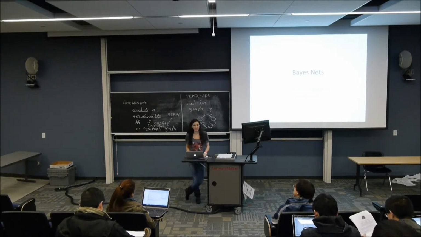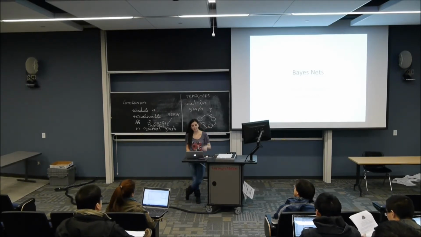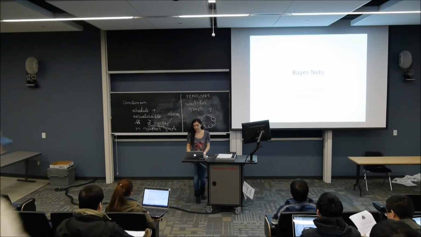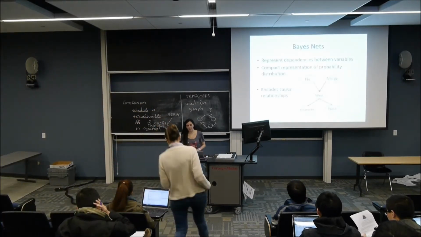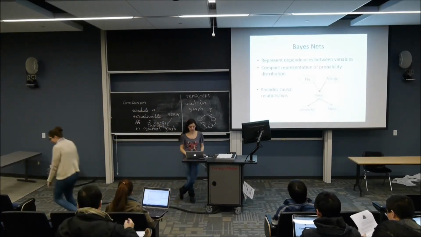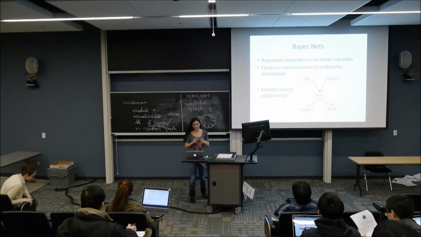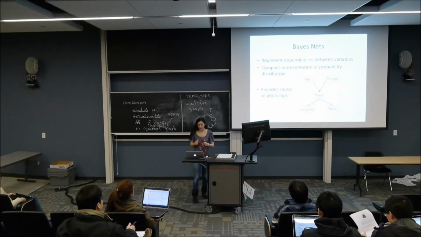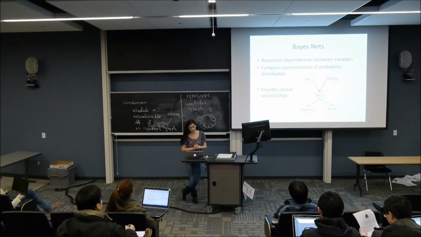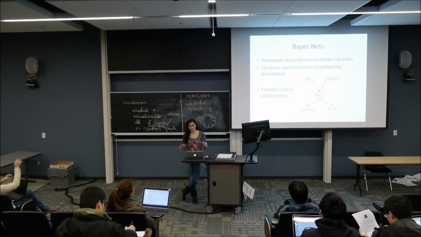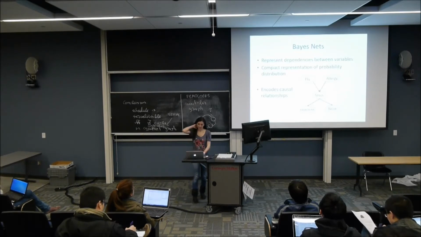Hi everyone. Today we're going to talk about Bayes nets, which are a way to represent probability distributions between variables. The nice thing about it is that it encodes causal relationships between these variables, and it offers us nice tools to represent the probability in a compact way.